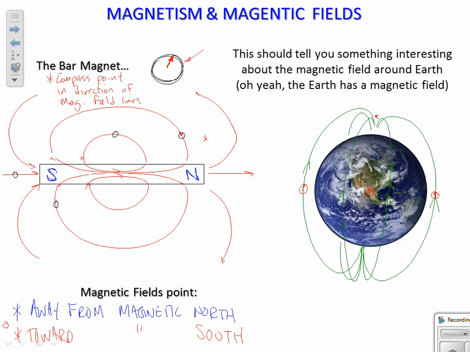But I thought we said they point from north to south. Well, that tells us something interesting about the magnetic field around the Earth, or really about the Earth itself. What it tells us is that if the magnetic field lines point this way, that means that this is a magnetic south. And this is a magnetic north. We get that? Just like over here, right? Field lines point away from magnetic north. They point toward magnetic south. So our geographic north is actually a magnetic south pole. Interesting. Next.